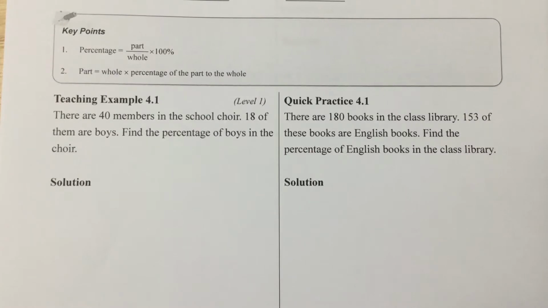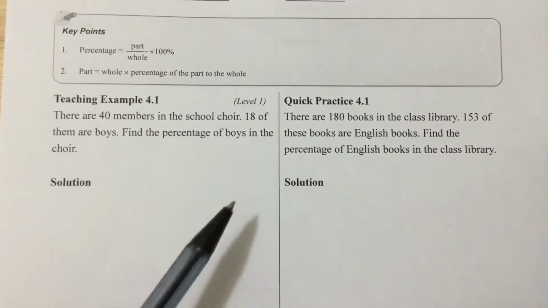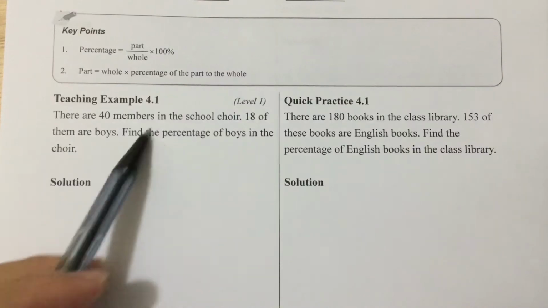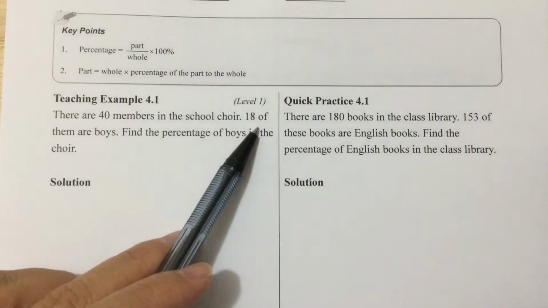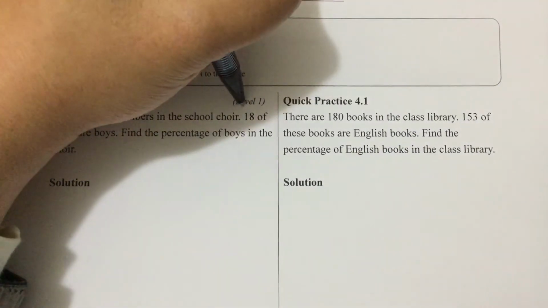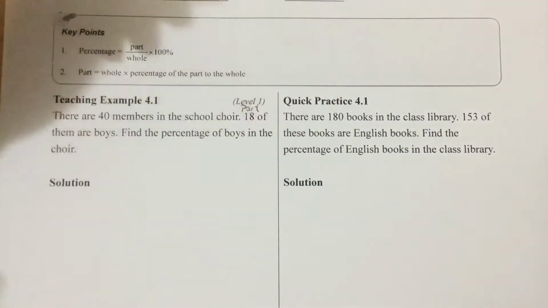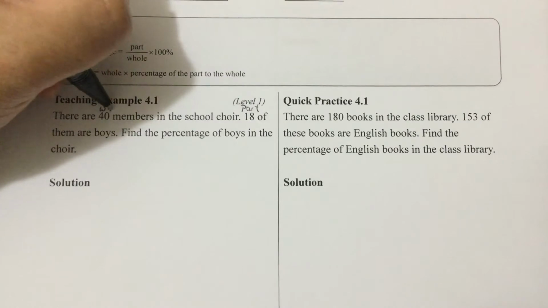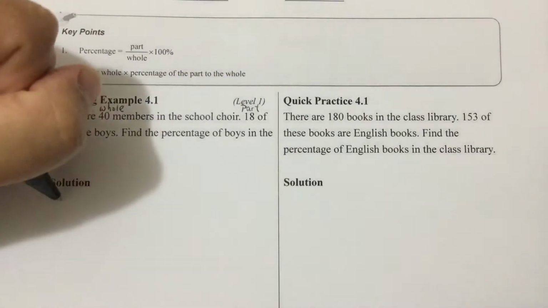There are 40 members in the school choir. 18 of them are boys. Find the percentage of the boys in the choir. So what you're going to do is find out the percentage of boys. You know that this is 18 and boys. So this time we have 18 is the part, and then 40 is the whole. So now I'm going to find out the percentage.